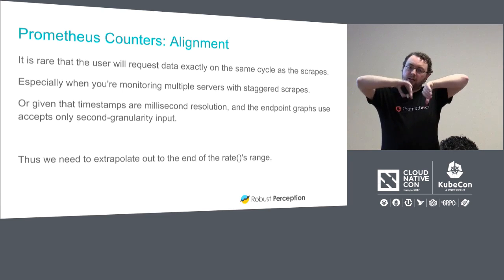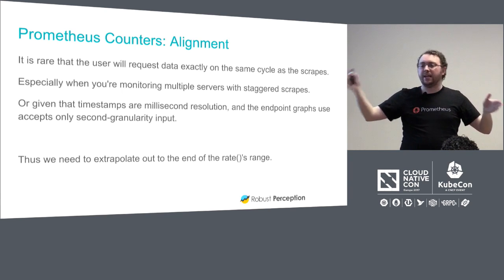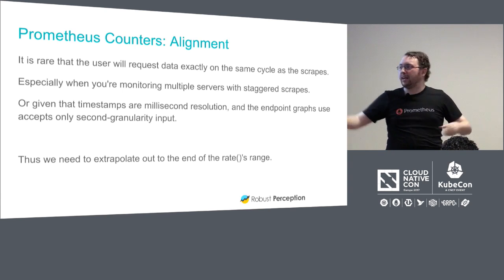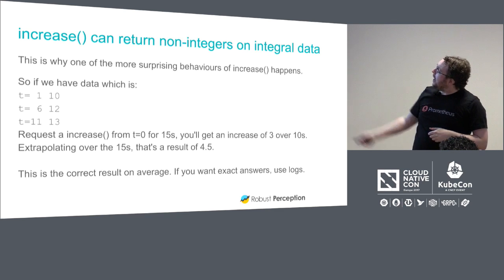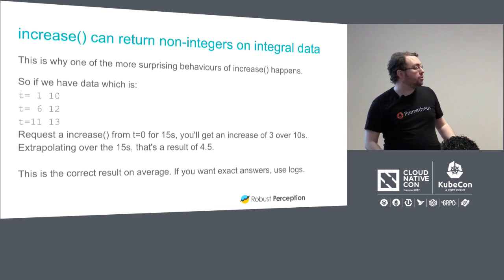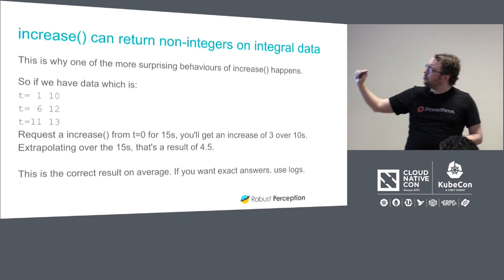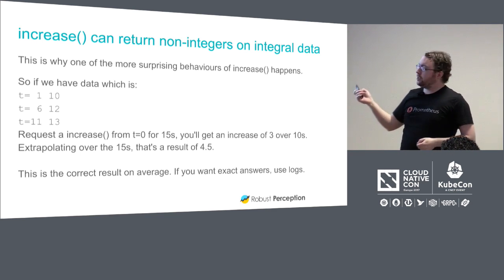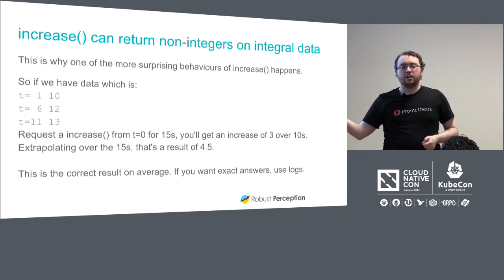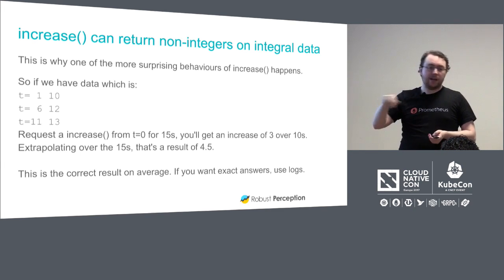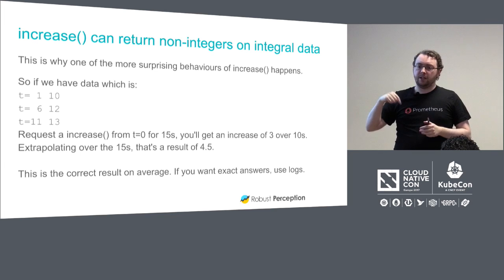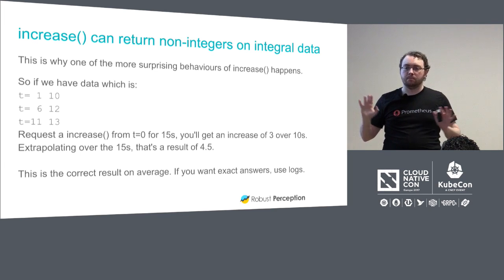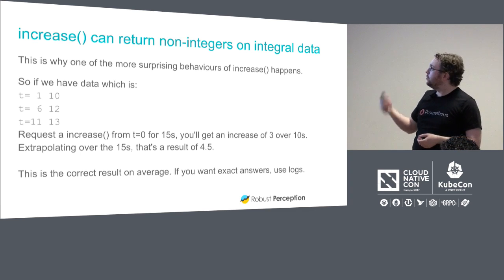So if data points are near the edge, we need to extrapolate out to get the right answers. And this is where one of the big confusions around rates happens. Talking about increase, which is rate's brother: rate returns per-second results. Increase is just syntactic sugar around that. So if you have rate 5m, increase is the same as saying rate 5m multiplied by 300. That's only syntactic sugar, because people keep on asking us for this.